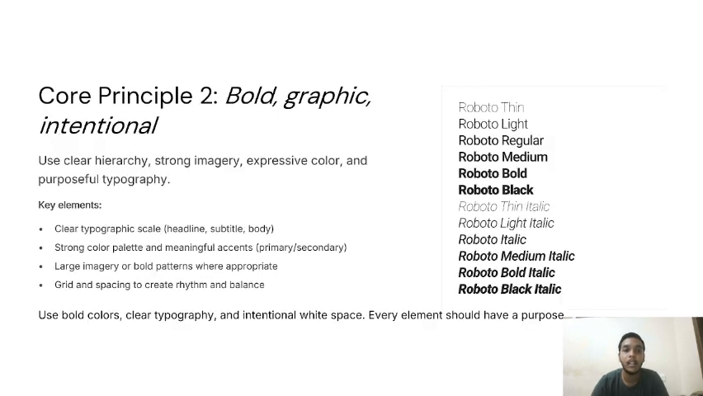Now coming to the second principle, it is bold, graphic, intentional. It means use clear hierarchy, strong imagery, expressive colors, and purposeful typography. Its key elements are a clear typography scale, a strong color palette, and meaningful accents. The third one is large imagery or bold patterns where appropriate. The last one is grid and spacing to create rhythm and balance. Overall, we can say the second principle is to use bold colors, clear typography, and intentional white space. Every element should have a purpose.